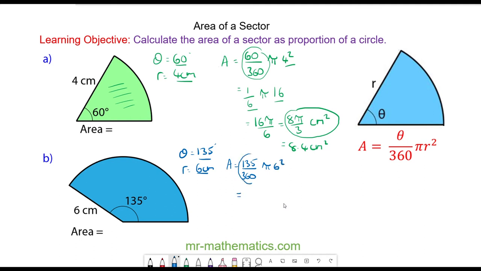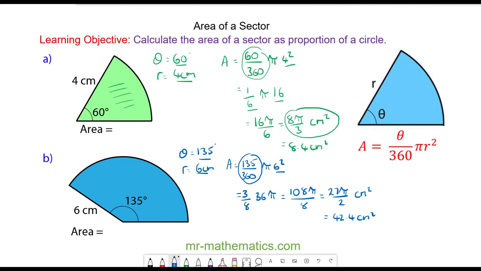And we can simplify this fraction to make 3/8. And 6 squared is 36, so it is 3/8 of 36 pi. We can write this as 108 pi over 8. And this fraction will simplify to 27 pi over 2. And this would be the answer as a multiple of pi, and that is in centimeters squared. As a decimal, it would approximate to 42.4 centimeters squared to one decimal place.